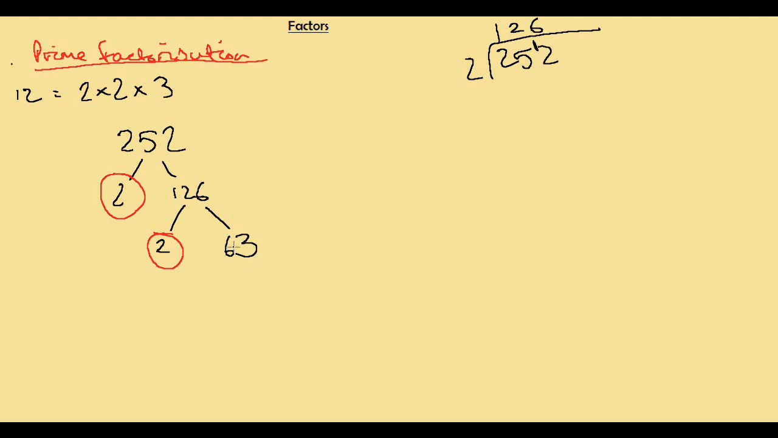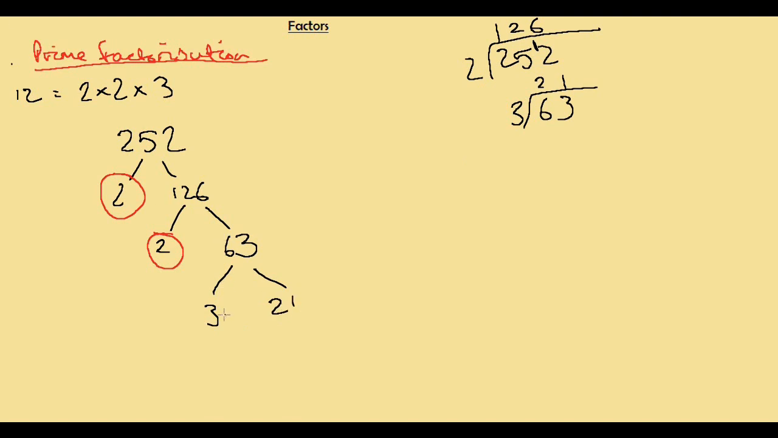Now, does 63 have any prime numbers that go into it? Or more importantly, what are those prime numbers? Well, clearly 2 cannot go into this anymore because this is an odd number. But does 3 go into it? Well, we can just have a very quick check. 3 into 63. Well, 3 into 6 goes twice, and 3 into 3 goes once, so it goes 21 times. So yes, 3 does go into 63 21 times.